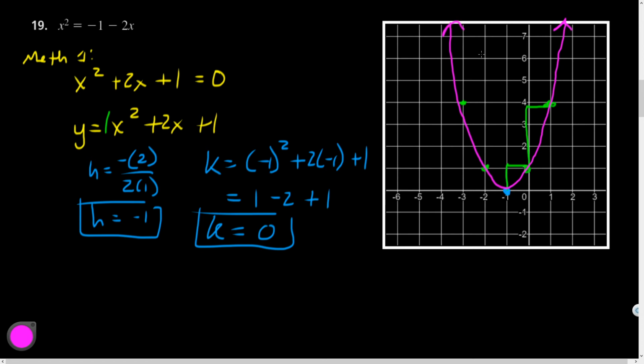Well, there's only one x-intercept. What? And so the x-intercept is -1, and whatever the x-intercept of the graph is will be the solution of the equations. And so I got x equals 1. Now, method 2.